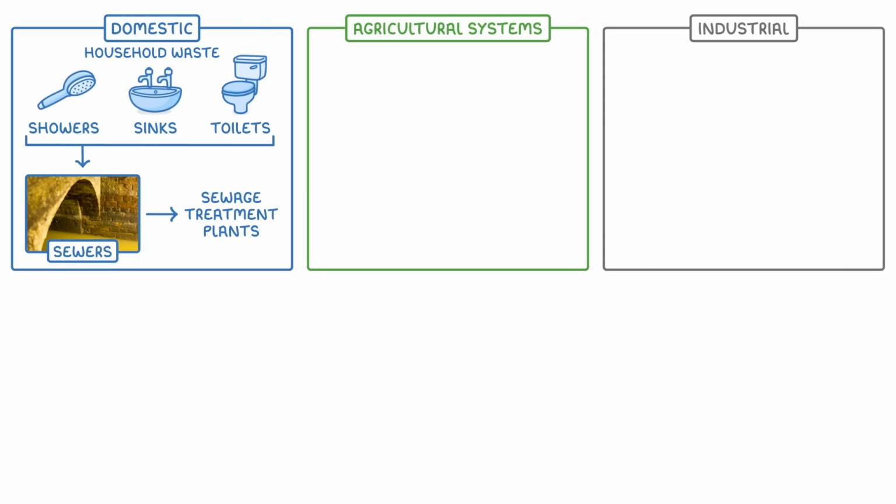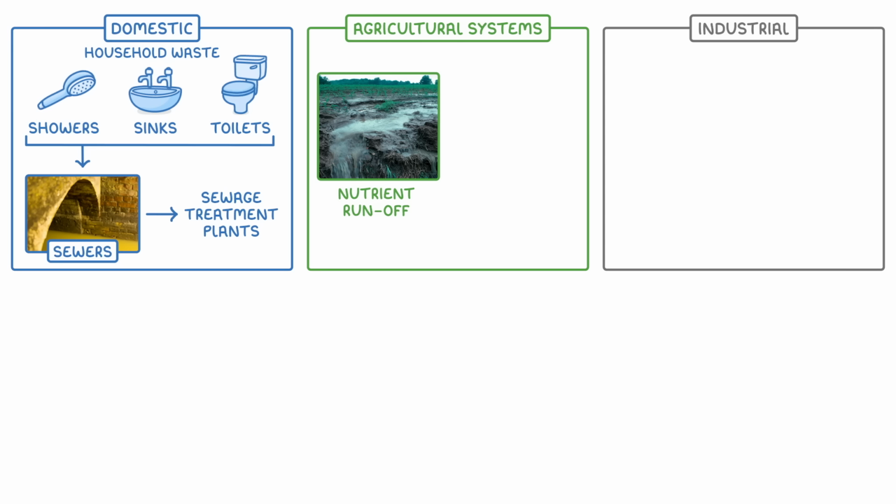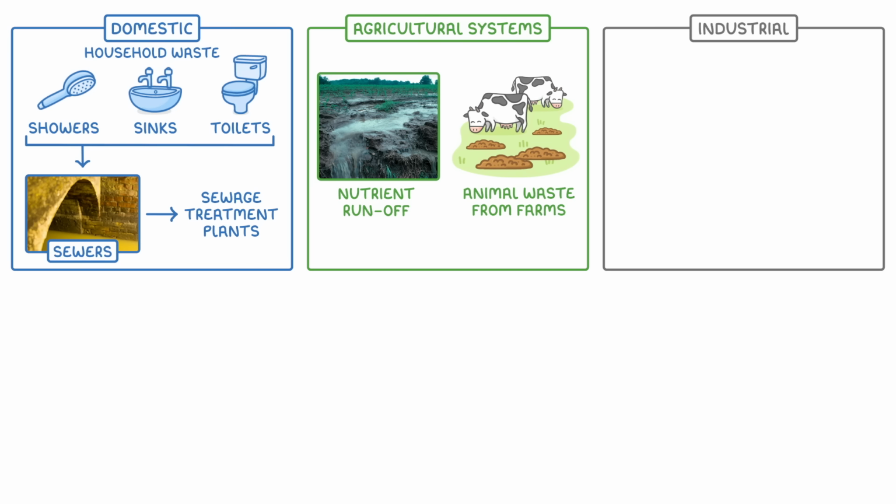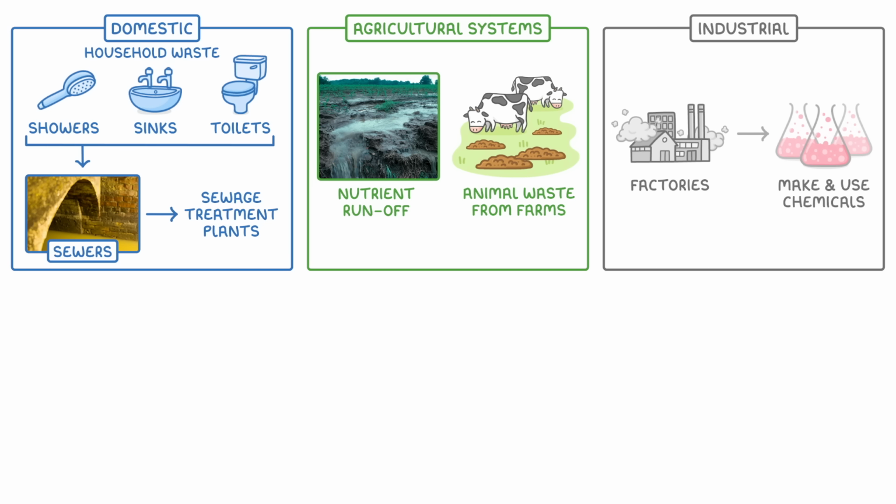Agriculture also produces loads of wastewater, particularly in the forms of nutrient runoff from fields and animal waste from farms. And finally, industrial sources refers to things like factories that make and use chemicals.